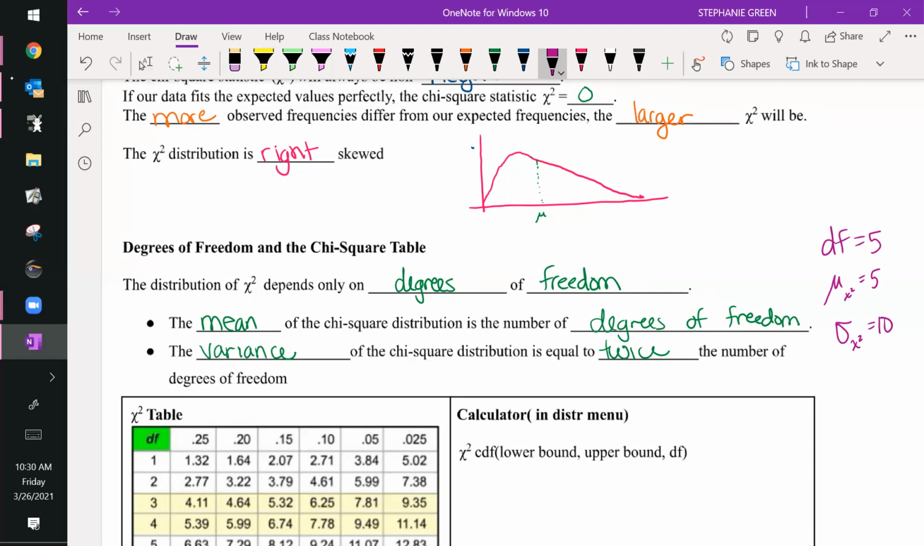The square root of that 10 being the standard deviation of the chi-square distribution. So that makes things a lot simpler, but we're actually not going to even need that too often.